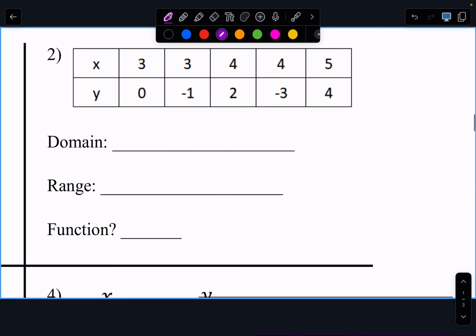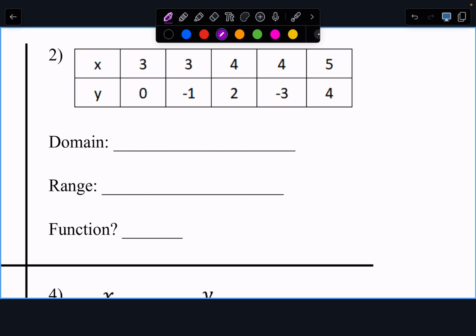Okay, so let's talk about this one. Given what you just processed through in your brain, is this a function? No. This is not a function because 3 has more than 1 output and 4 has more than 1 output.